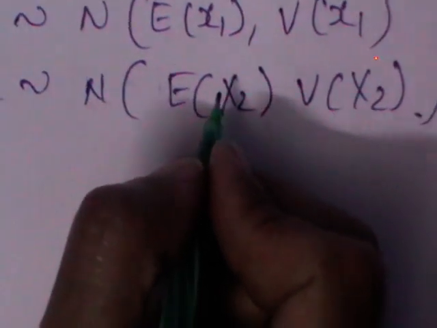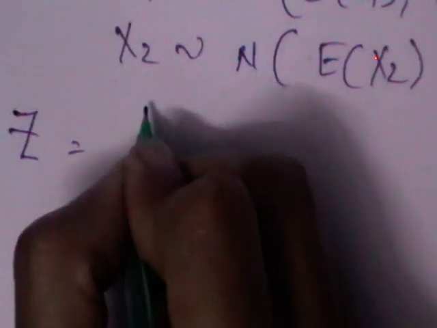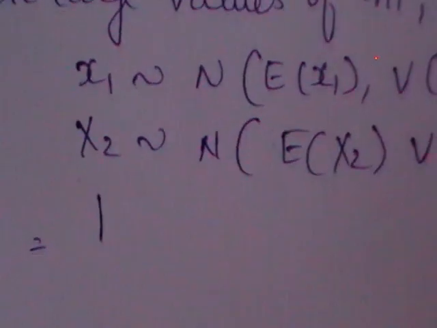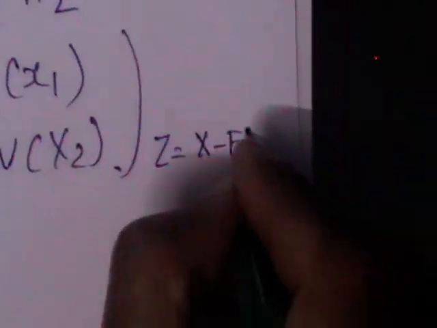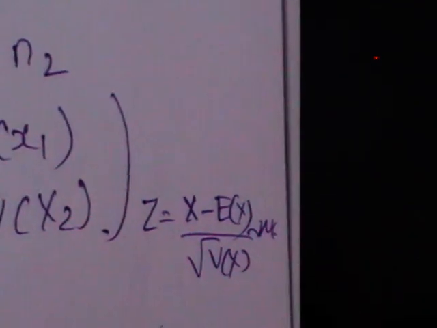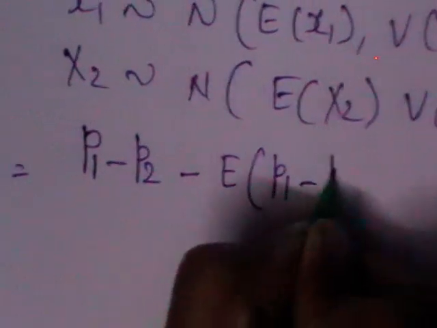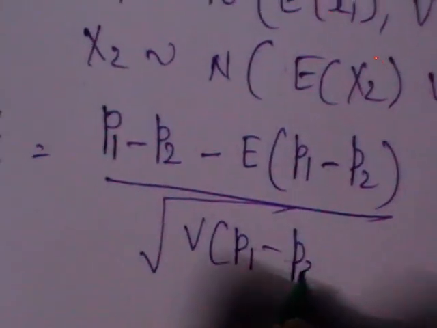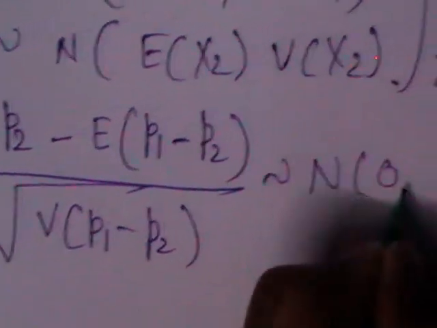Here, how do you define Z? You are writing this for the difference of proportions. Difference I think you will write with minus. How do you define Z? Z is equal to x minus E of x by root of variance of x, which follows N(0,1). So here for the difference, you are going to write P1 minus P2 minus E of P1 minus P2, by root over V of P1 minus P2, which follows N(0,1).